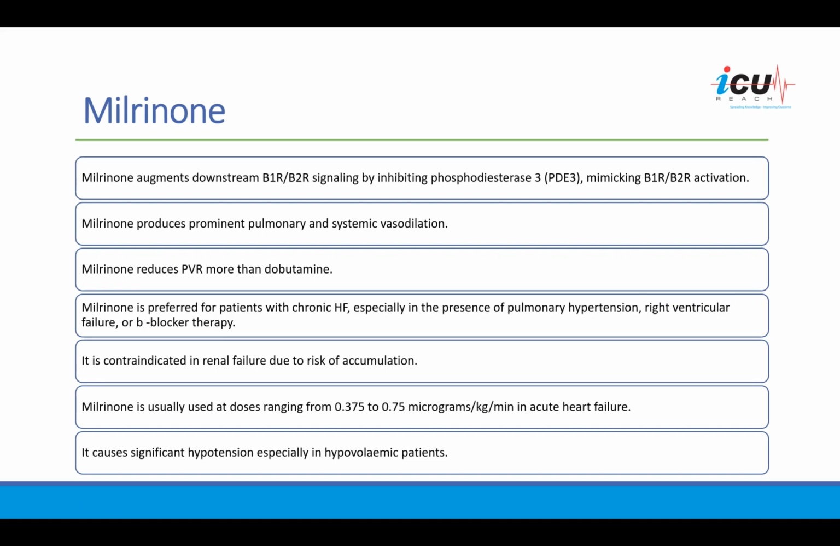It is contraindicated in patients with renal failure due to risk of accumulation. Milrinone is usually used at a dose of 0.375 up to 0.75 micrograms per kg per minute in acute heart failure. The agent causes significant hypotension, especially in hypovolemic patients.